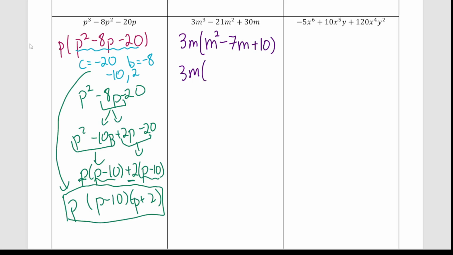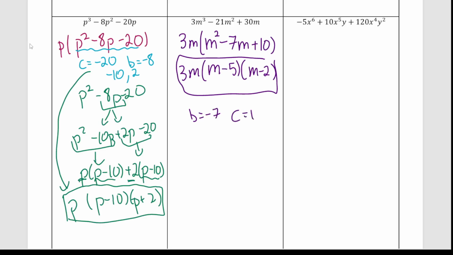And then what would be left is you're going to ask yourself what's going to multiply to 10 and add to negative 7. That would be negative 5 and negative 2, and that would be your final answer, because in that case we had b is negative 7, c is 10, so negative 5 and negative 2 will add to negative 7 and multiply to 10.